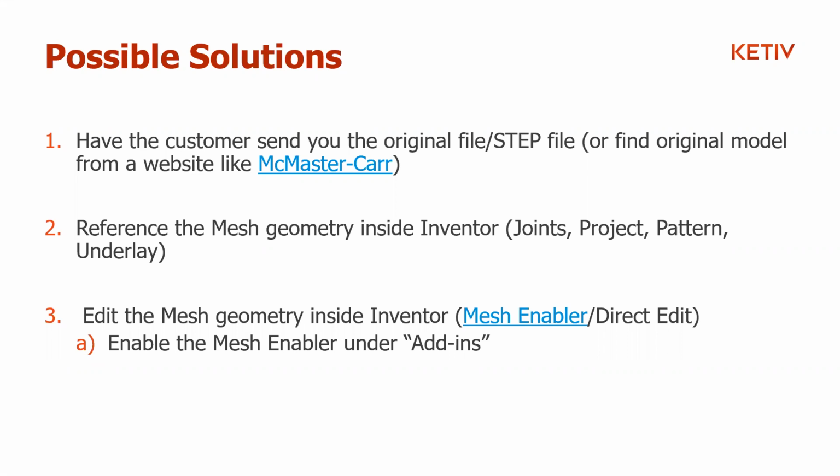Number 2, we will be referencing the mesh geometry inside Inventor using joints and constraints and patterns and things like that to manipulate that STL file. And then number 3, we will be using what is called the mesh enabler, which I'll show you in just a moment here, which is an add-in inside of Inventor that will convert your mesh files into a solid body. And it converts primarily the CAD converted STL files efficiently, as opposed to scan data. And that's why I brought that up earlier today.